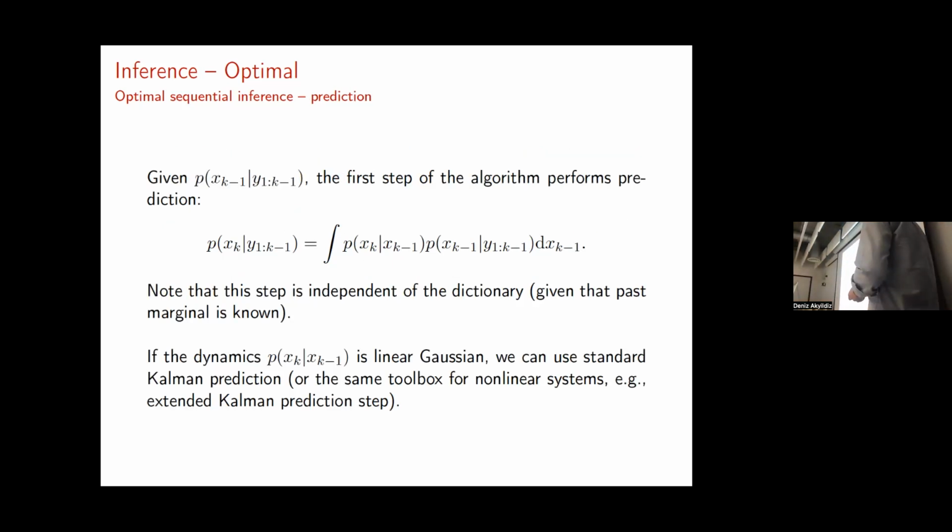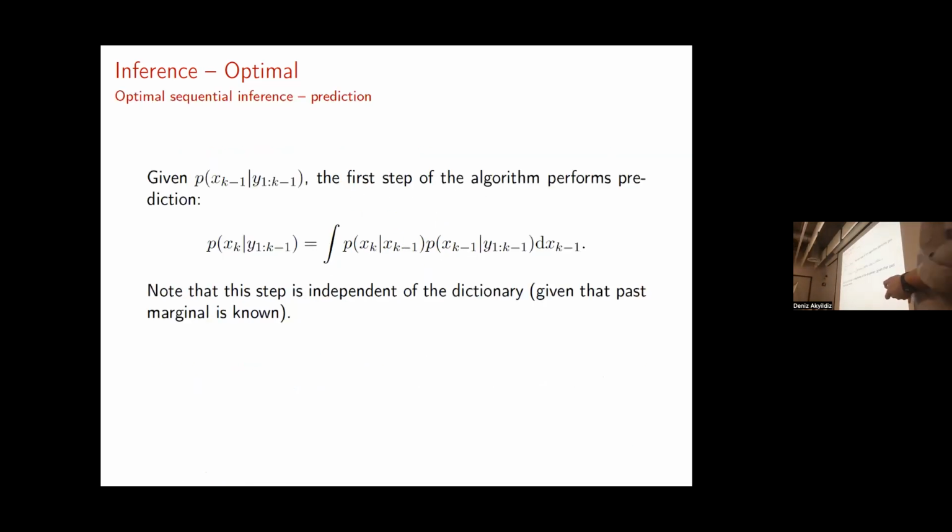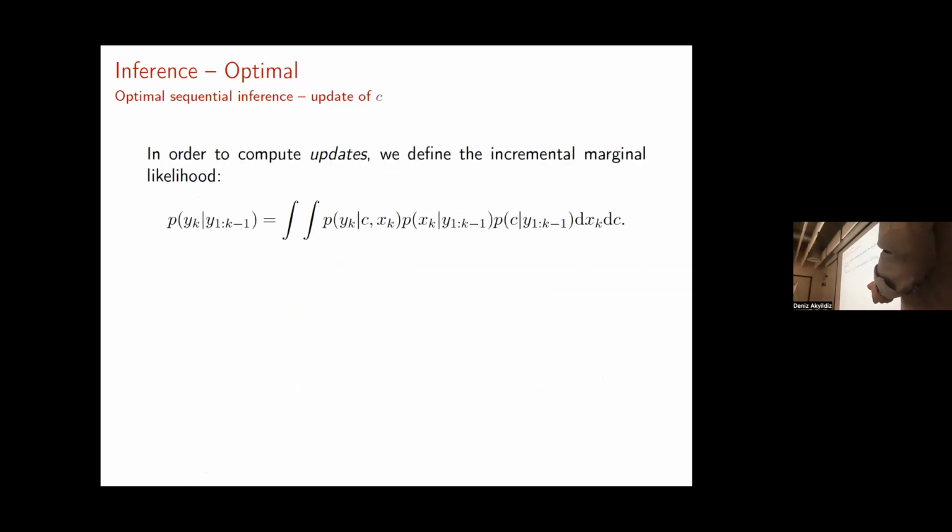Now I have this predictive distribution, and I have to incorporate the observation. I also have to go back and incorporate the observation into this distribution, so I condition on y1 to k rather than k minus 1. So I have two update steps, one of xk and one of c. First, I'm going to look at the update of c.